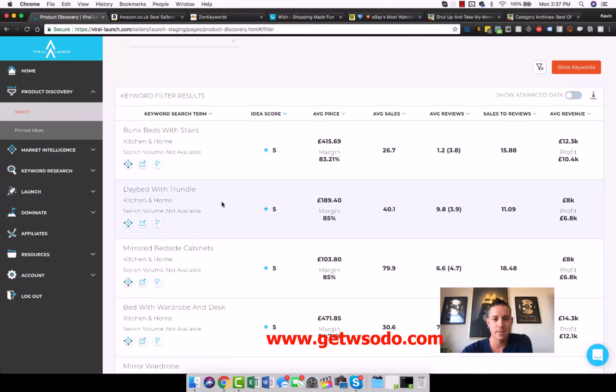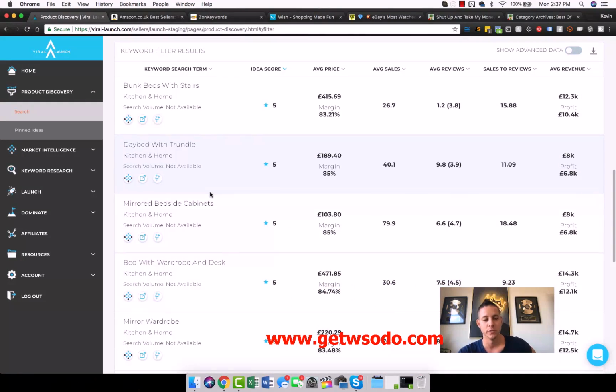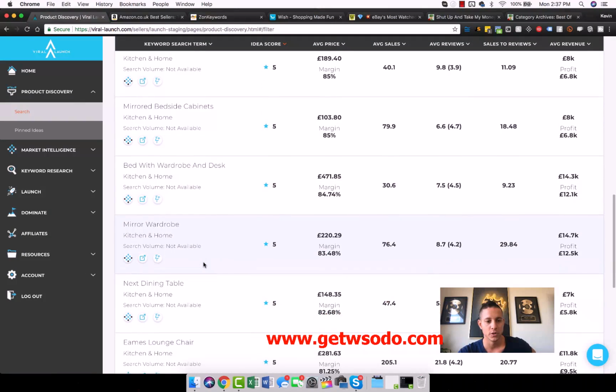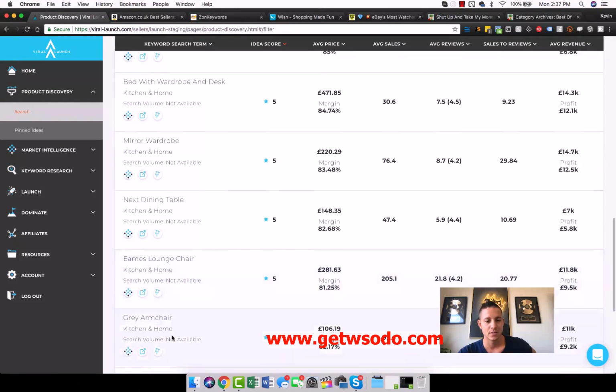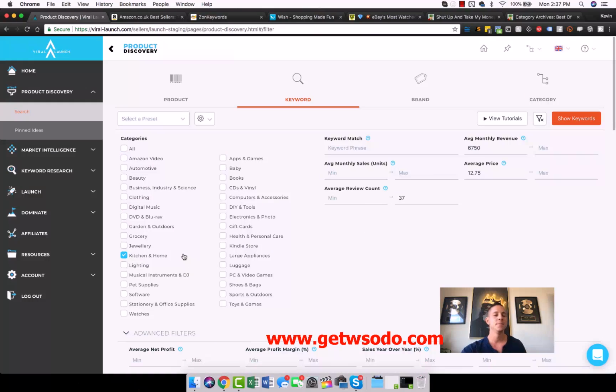Bunk beds, day bed with trundle. Like, I don't even know what a trundle is, but hopefully it's like a UK word. Mirror wardrobe, right? Ames lounge chair. Like, I don't even know what some of this is, hopefully because either I'm an idiot or because I don't know anything about the UK. So that, guys, is how you do international product research. It's much easier than people think.